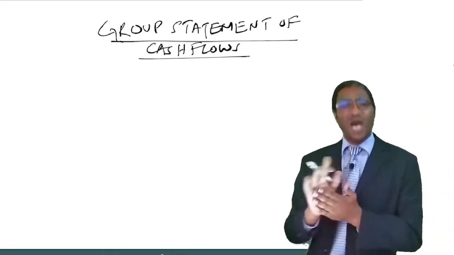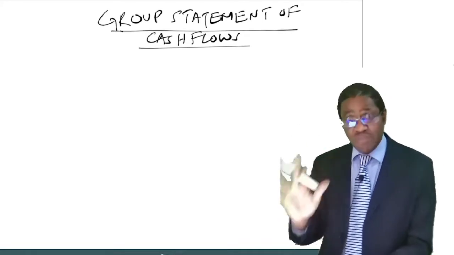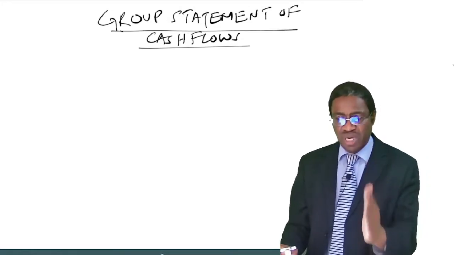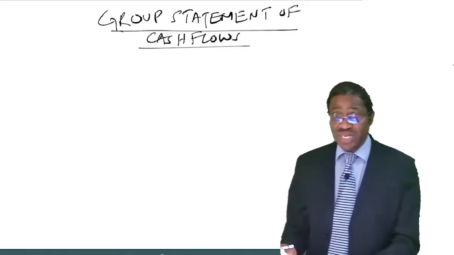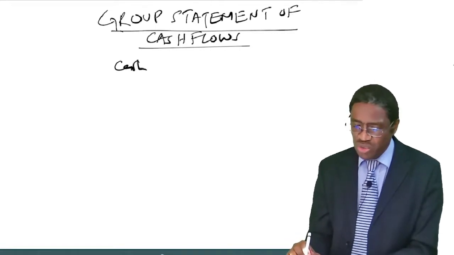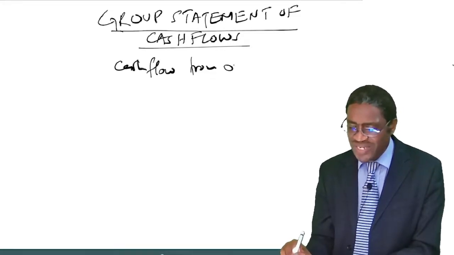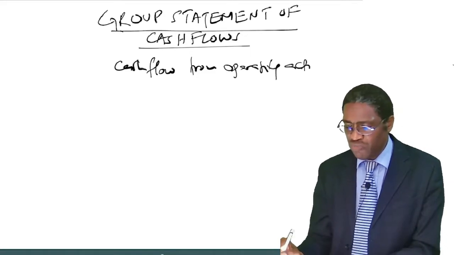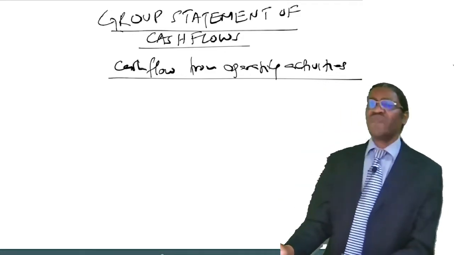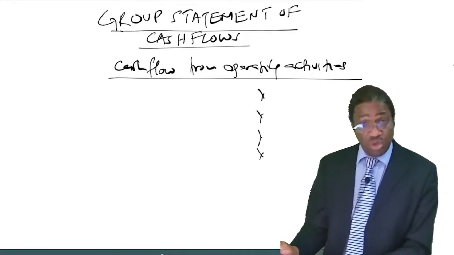how you used to prepare a cash flow statement for an individual company. You remember you had to classify the cash flows into three categories. The first category was what you used to call cash flows from operating activities. You had to determine all the cash flows that are from the operating activities of your company. Whatever they were, you had to list all of them. I hope you remember that.